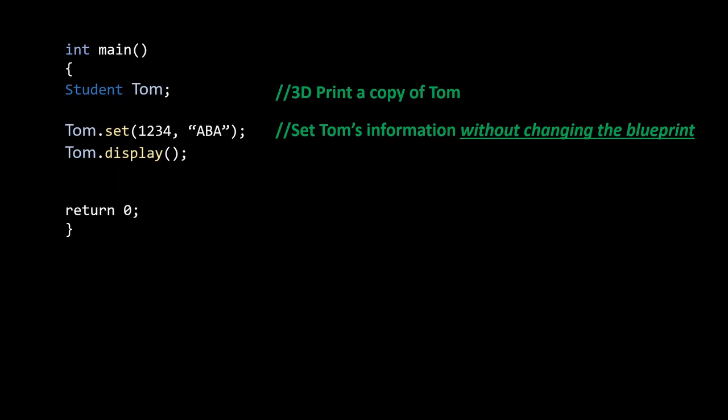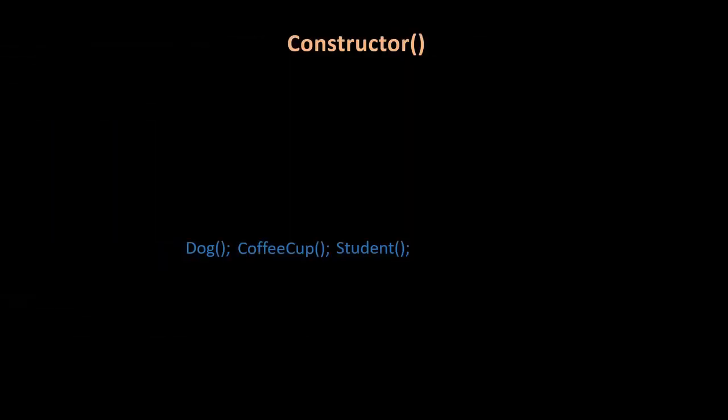In this example, I instantiate Tom, and then I set the information without changing the actual blueprint. And I'm going to display the results as an output with the query function display. Notice I'm using the dot operator to call my function from Tom. As I said earlier, I want to come back to discuss the constructor, but I wanted to do so after discussing the setters and getters. And I hope it will become clear to you why I'm doing it in this order.